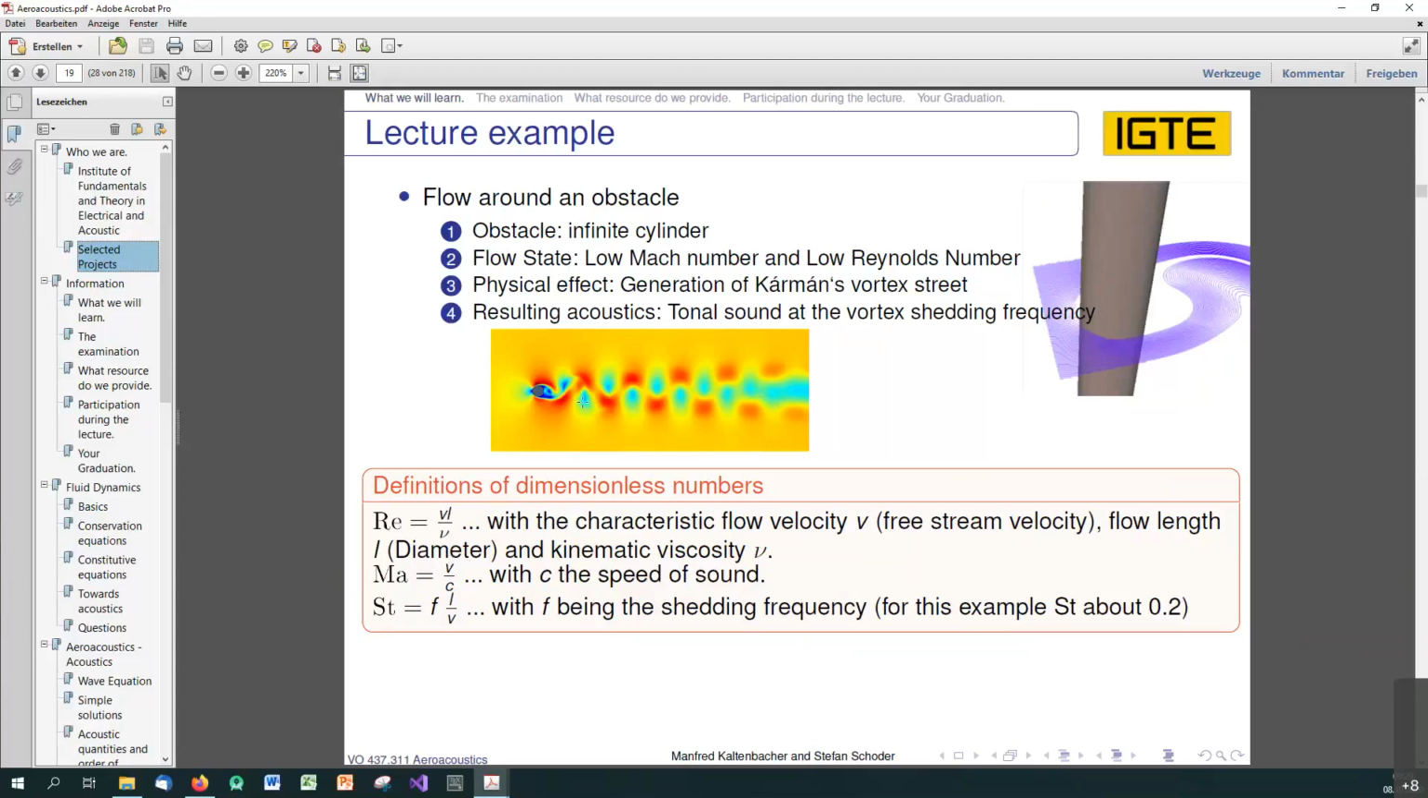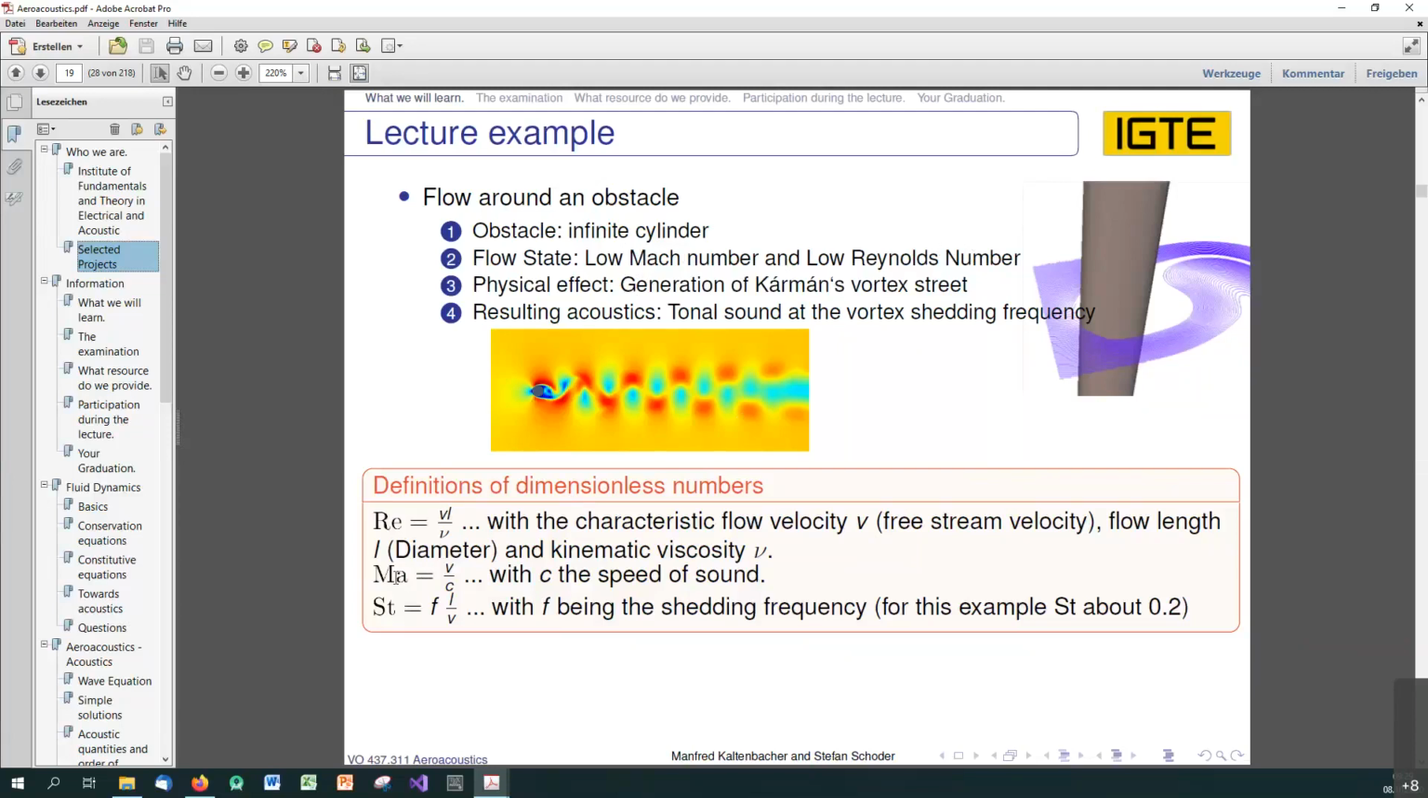Has everyone heard about these two numbers, or are they new for you? I think the Reynolds is new for us. The Mach, at least we heard about. Yeah. Okay.